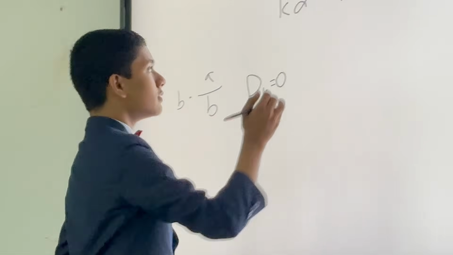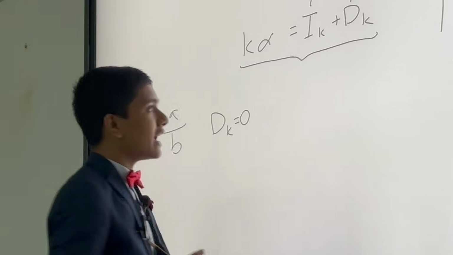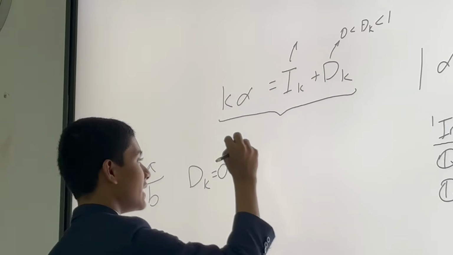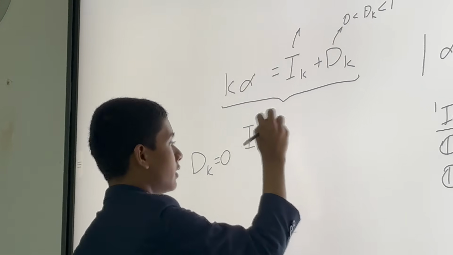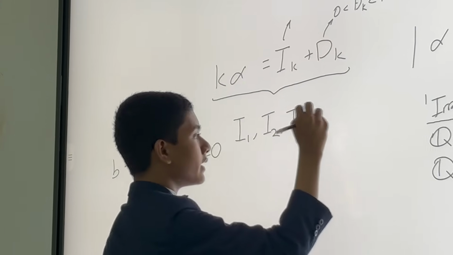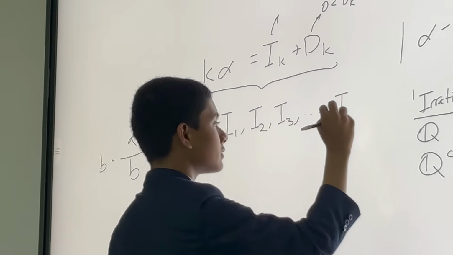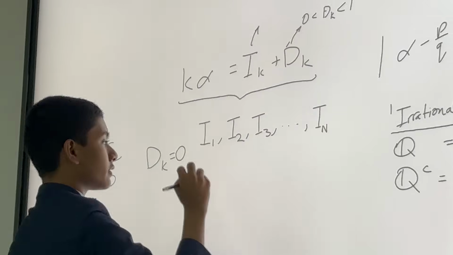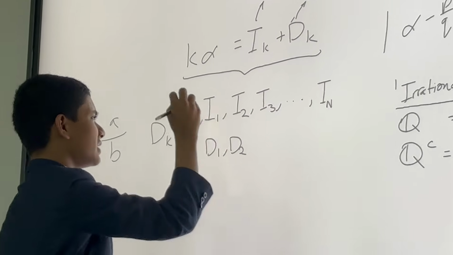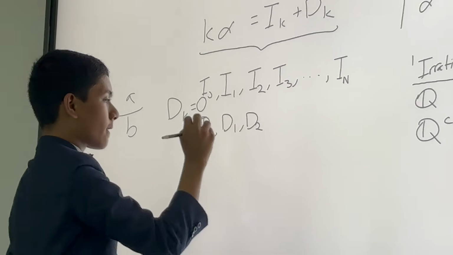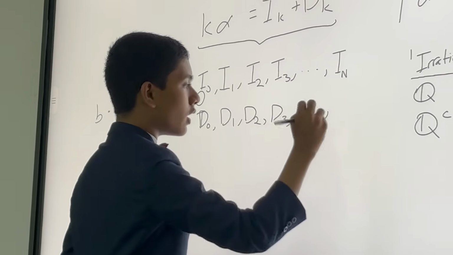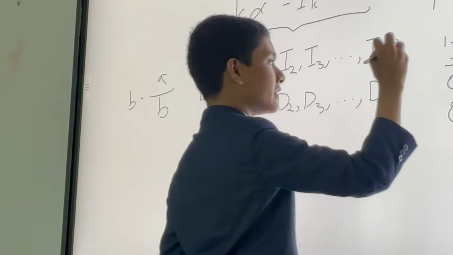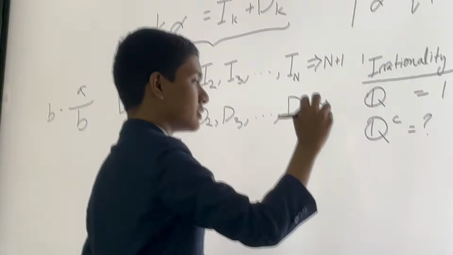So what we can have now is, if we have k alpha is equal to ik plus dk, here's how the standard proof goes. Let's say we take I1, I2, I3, all the way up to IN. And then you also have dk over here. You can take d1, d2, oh sorry, I should carry 0 here, d3, and so on, all the way up until dn. So now, what you'll notice is that there are n plus 1 entries here and n plus 1 entries here.